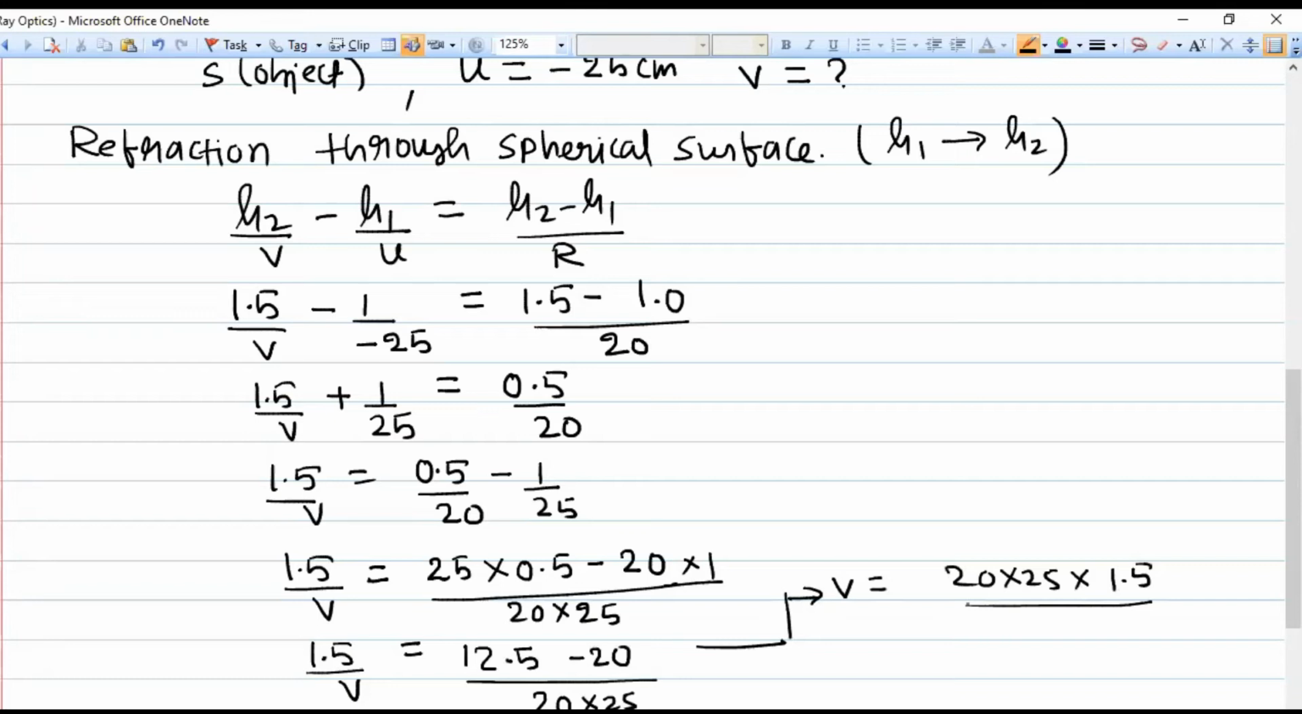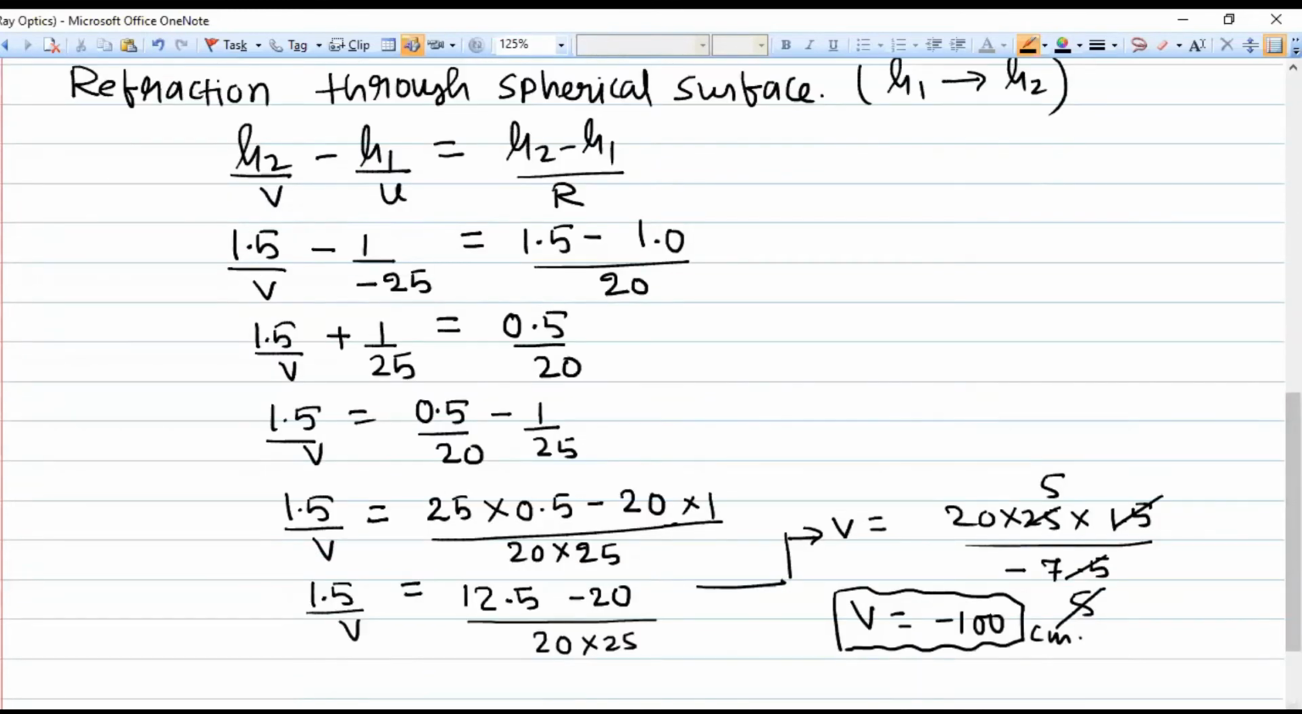It will become minus 7.5. When you solve, 15 fives are 75, 5 into 5 is 25, 25 into 5, it will equal minus 100 centimeter. Minus 100 centimeter is telling you that the image is formed on the same side. V is equal to minus 100 centimeter. So we can locate the position of the image here. Very simple. This formula I have applied: the refraction of light through a spherical surface.